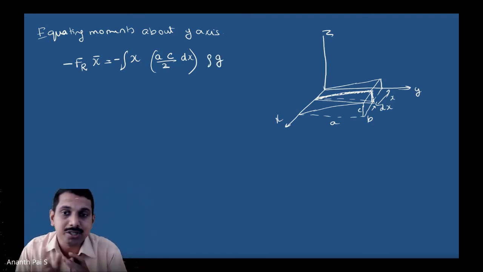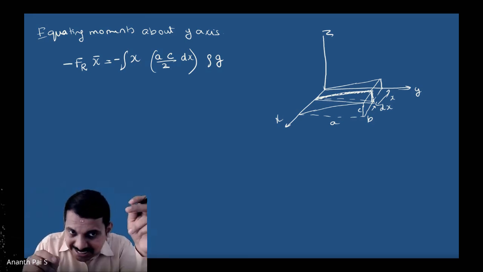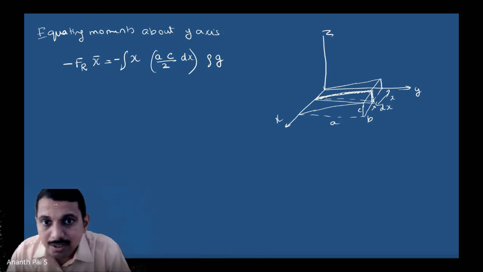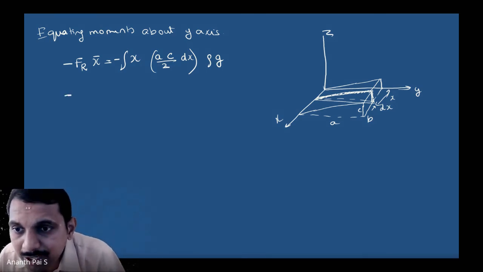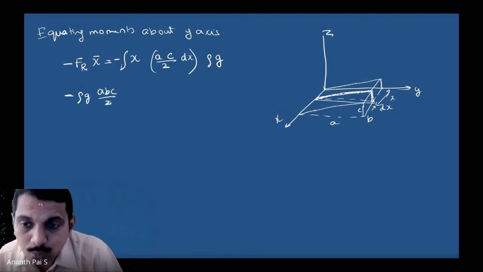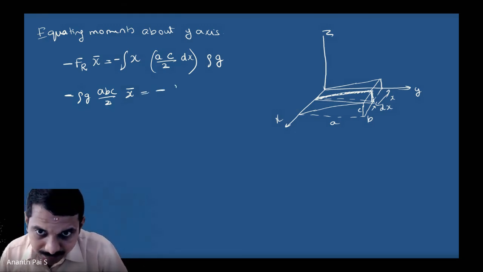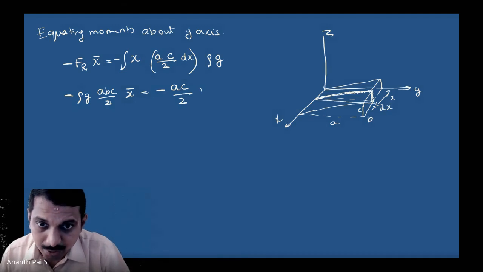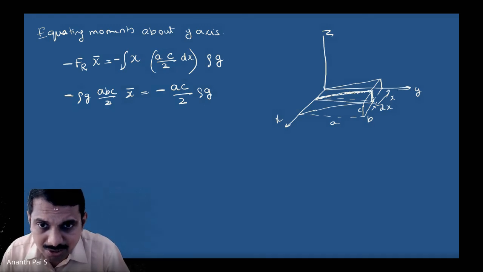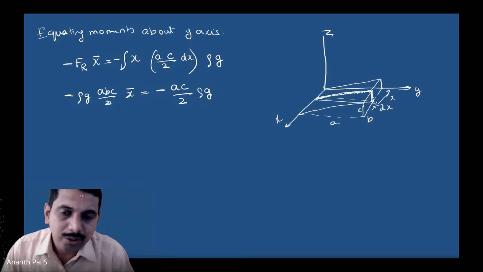Have I made any mistakes here, students? Just check it out. No, I suppose. It is a into c is the height, and half base into height, correct? So into rho g. So what is Fr here? Fr is the same, rho g into ABC by 2 into x bar, and here let us take all the constants outside: minus AC by 2 is a constant, rho g is a constant. What remains inside is, I think I missed something here. Yes, I have missed x into rho g.